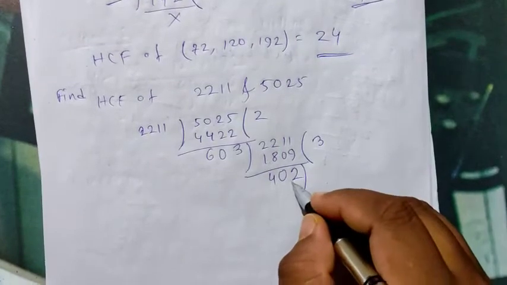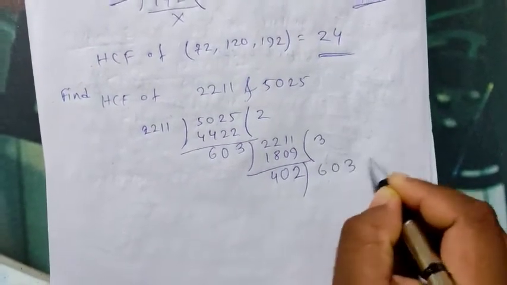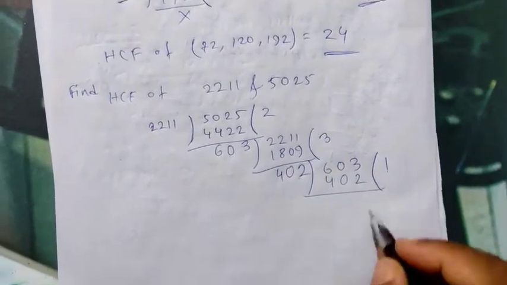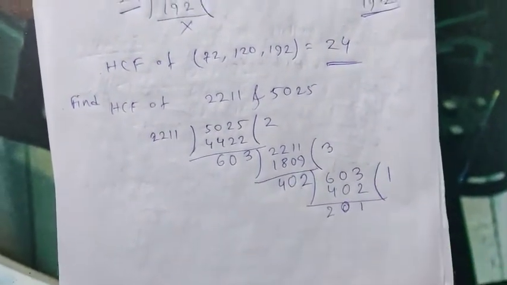Now 402 will be the divisor here, and 603 is the dividend. So again 1 time it will go, and we'll be getting 201.